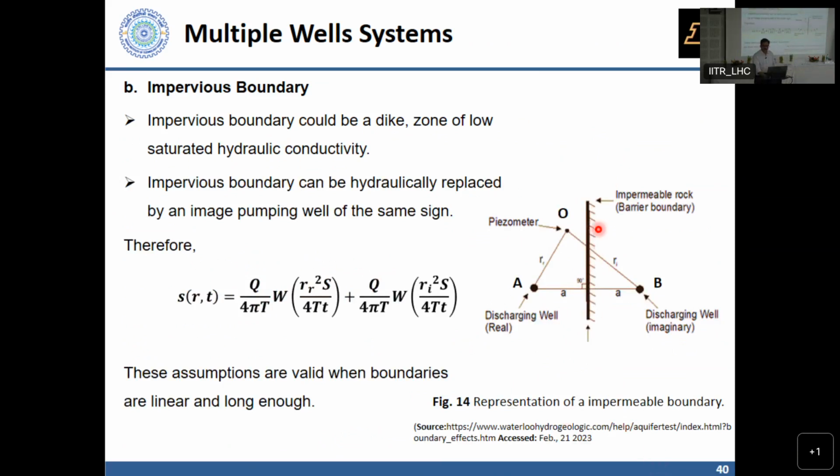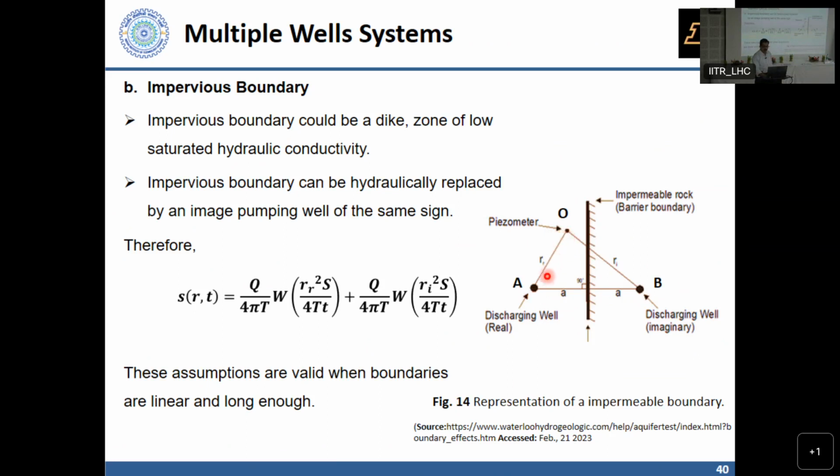And again, we have the image well and the real well: well A, image well B. The image well is placed at the same distance from the boundary as the real well in a perpendicular line. But now the image well has the same sign as the real well. So if A is pumping, B is also a pumping well, with the same magnitude.